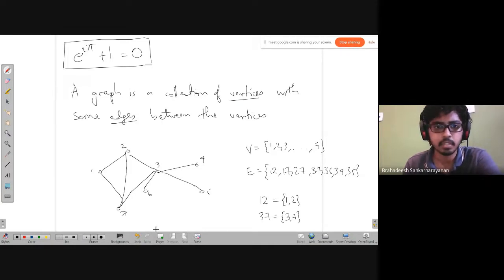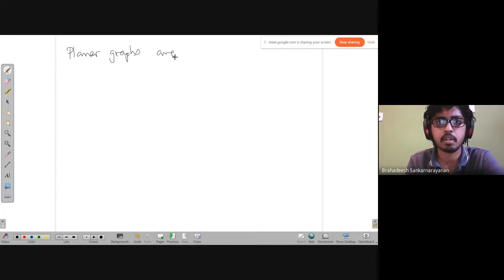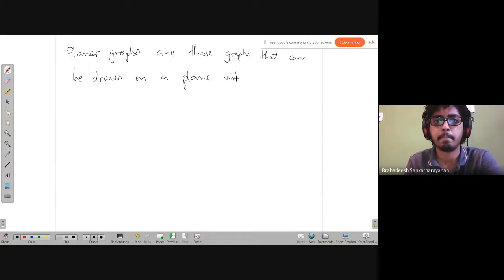Okay. So the four-color theorem is about planar graphs. Planar graphs are those graphs that can be drawn on a plane. But in what sense? Can be drawn on a plane without intersecting edges, without edges overlapping. Overlapping is probably not the right word. Intersecting is probably the better word. Intersecting each other.